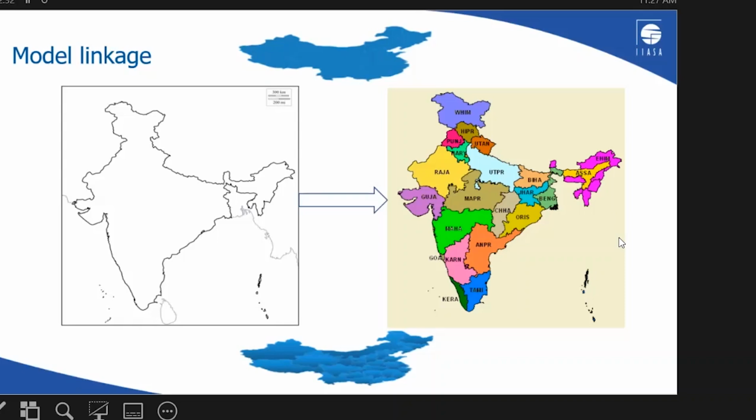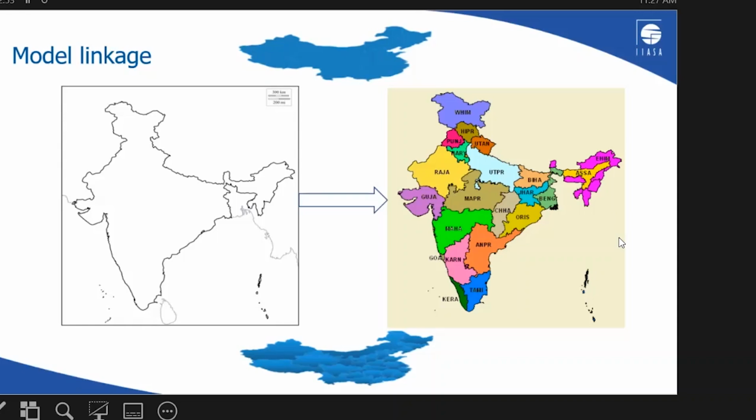So what we do, we have developed the GAINS Asia model first with IIASA in China and TERI in India. And they have provided us, based on their knowledge, the downscaled version of the national level data. And then from time to time, after having several collaborations, we have improved the regional structure.